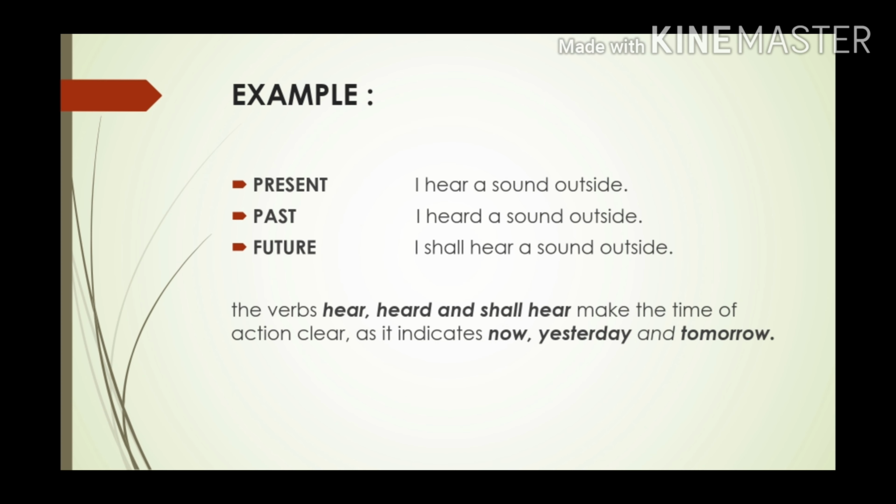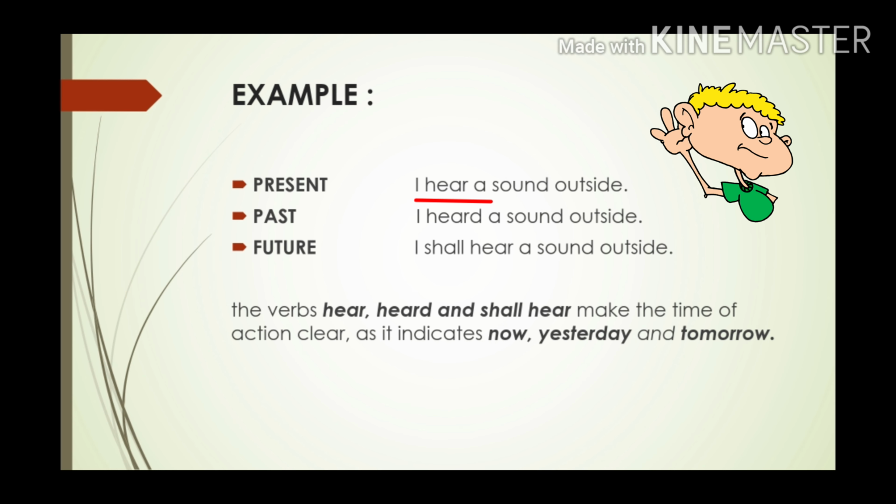Now, let's take examples to understand present, past, and future tense. I hear a sound outside. This is present tense because this sentence is telling me something that is happening at the moment of speaking, like right now. I heard a sound outside. This is the past tense because it is telling me something that has already happened in the past.